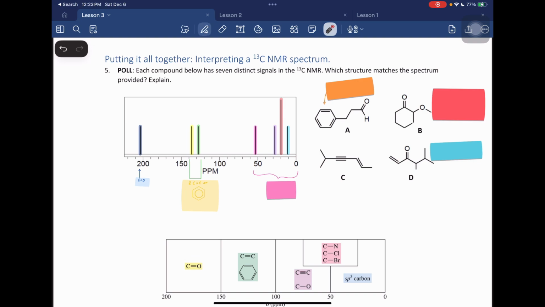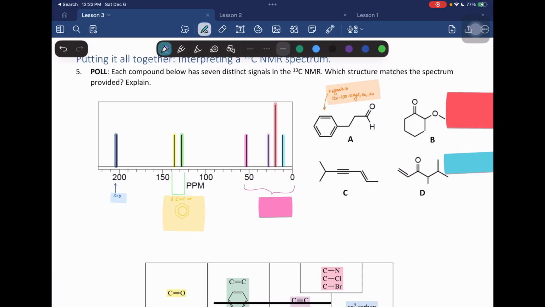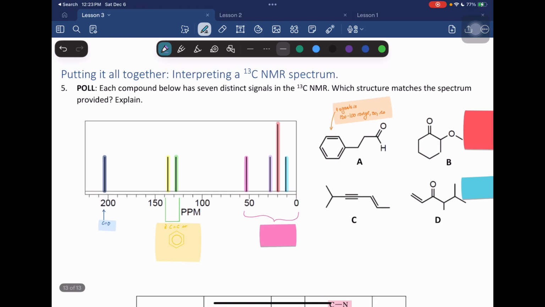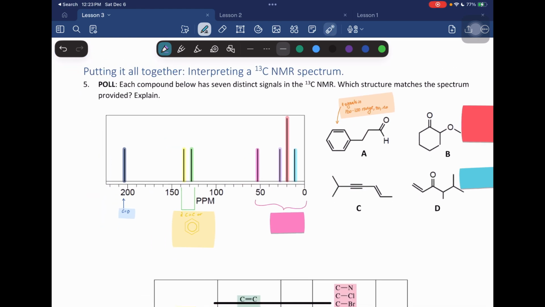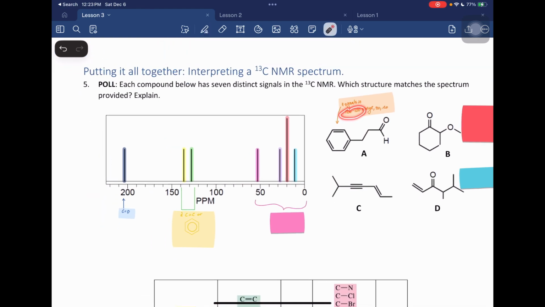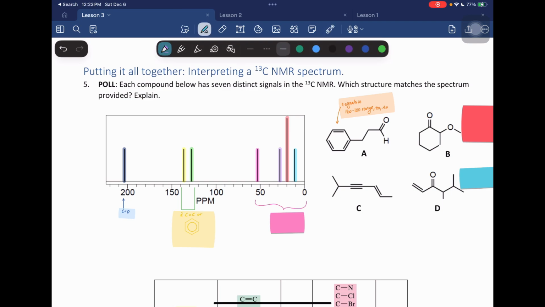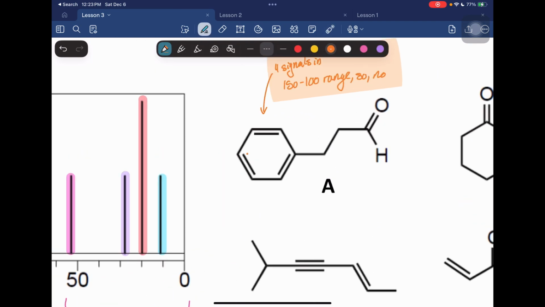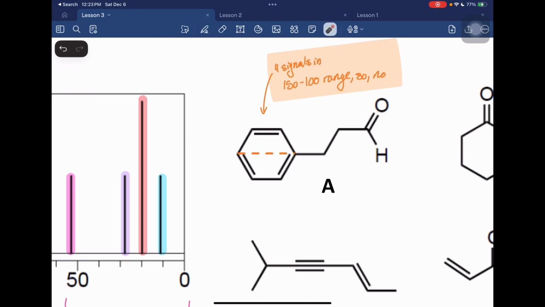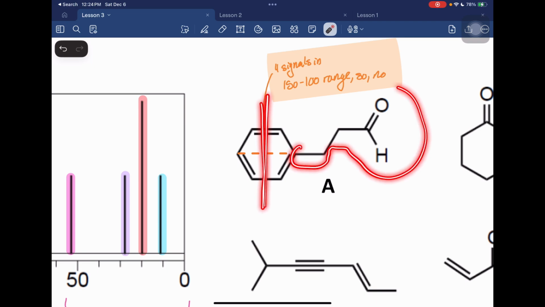However, there are 4 signals that are going to be coming from the 150 to 100 range, and we only have 2 signals here. So, let's split this, right? We can split it this way, and that gives us these 2 sides as being equals. We can't split it this way because it has this whole thing attached to it, and there's nothing on this side, okay?